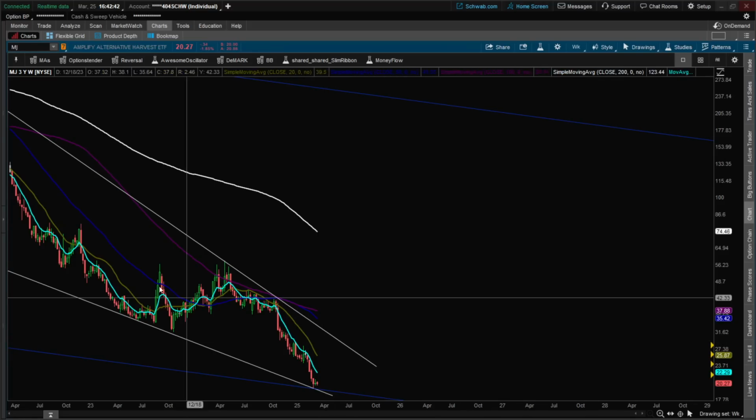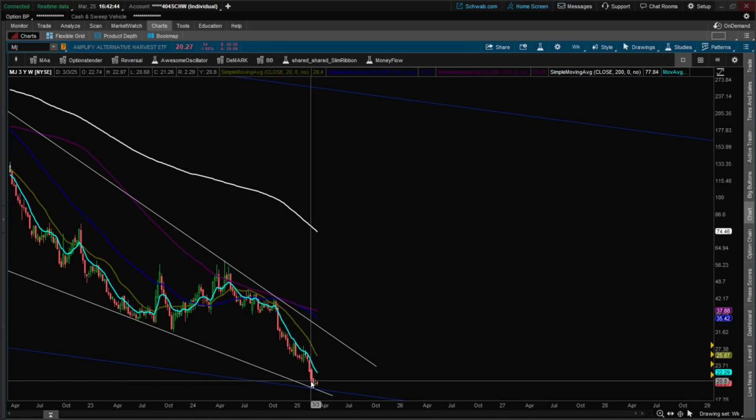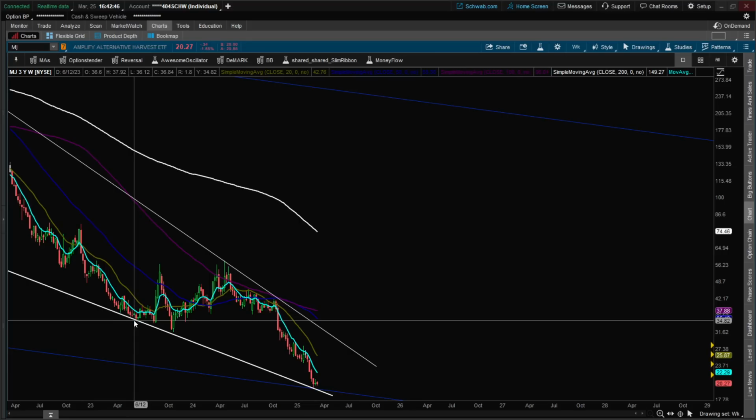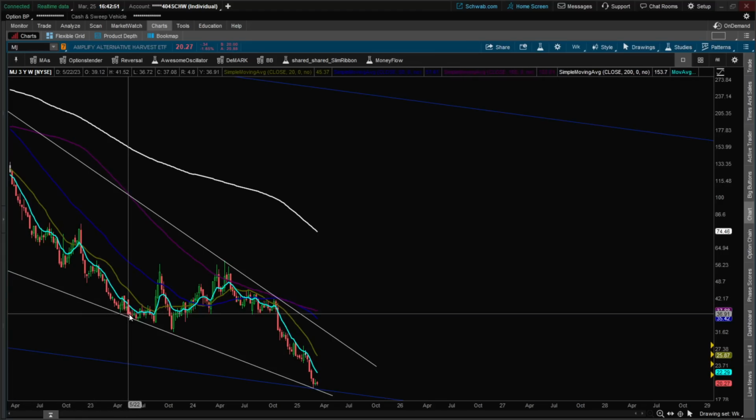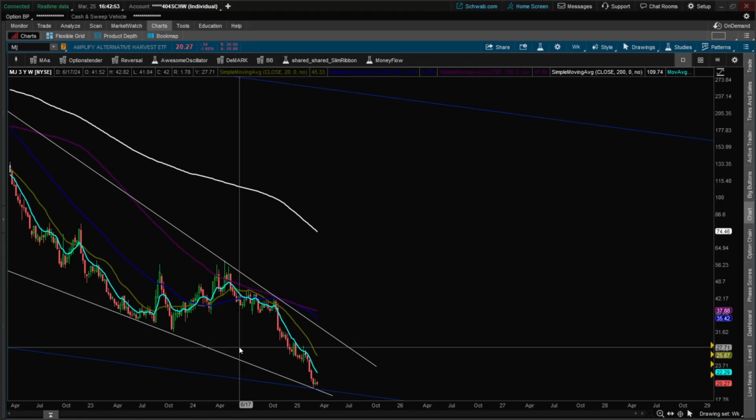Here's a good traditional look. There's our wedge. All right. We're right on, and I was very specific to touch the very bottoms of these points here. And we're there. We're at it right now.